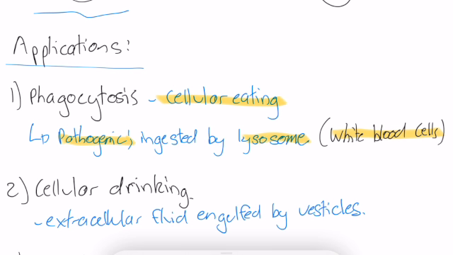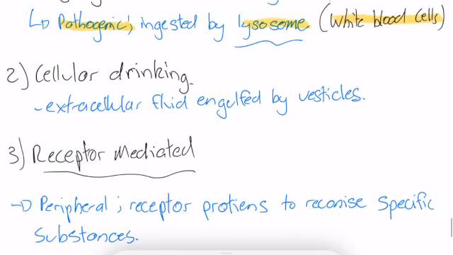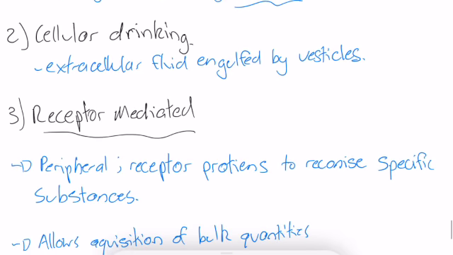The second form is cellular drinking. And we know that some cells rely on this extracellular fluid, which can be engulfed by vesicles and then used accordingly. Potentially it might move into the vacuole or otherwise.